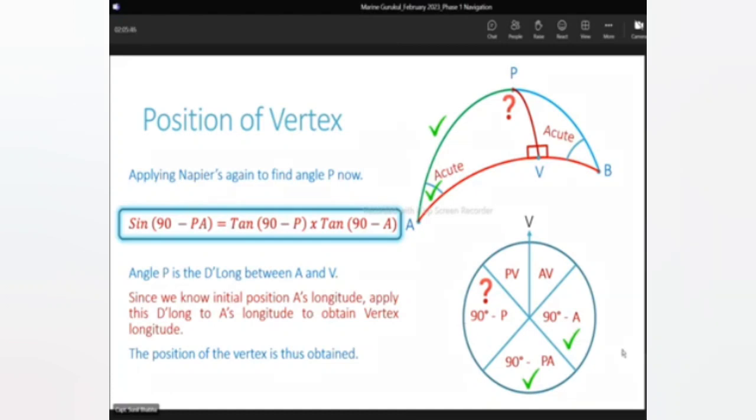So have a good look, beta. Let me know any doubts coming in mind. Sir, can you explain the second part, starting from since we know initial position?